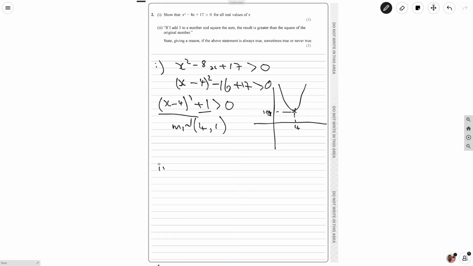So moving on to part 2, it says if I add 3 to a number and square the sum, the result is greater than the square of the original number. We need to convert that English sentence into a mathematical sentence, in other words, an inequality. So if we take x to be a number, and we add 3 to it, it looks like this, and then square the sum. That's just good use of brackets. The result is greater than the square of the original number, where the original number was x, and the square of it would look like this.